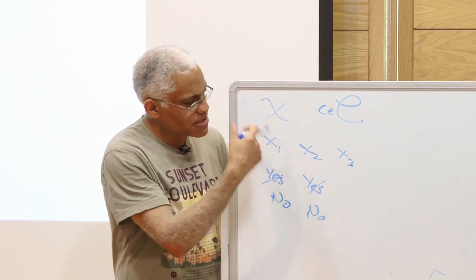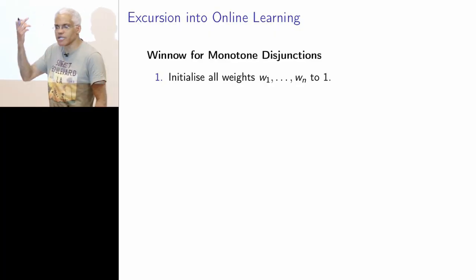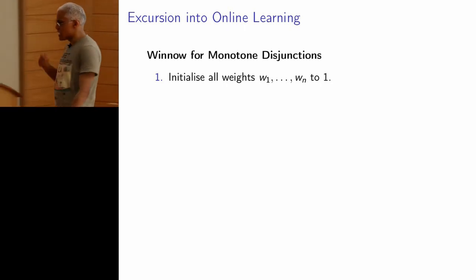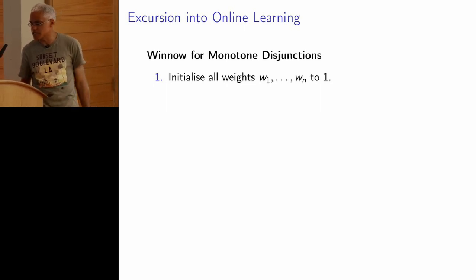And how is your learning algorithm working? How are you making these predictions? Maybe you have in mind a working hypothesis, which is maybe a concept, and you make these predictions according to the working hypothesis. And every time you make a mistake, you try and update your hypothesis. So here's an example of such an algorithm.